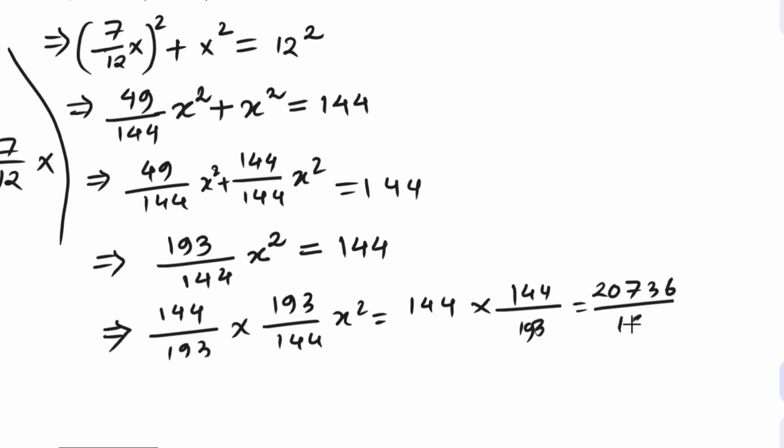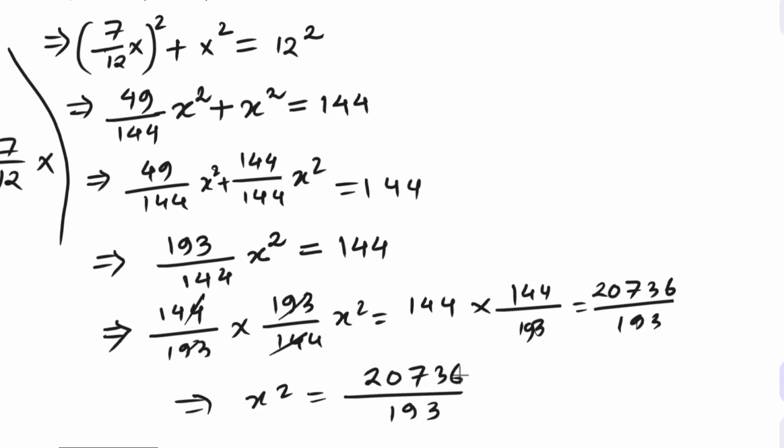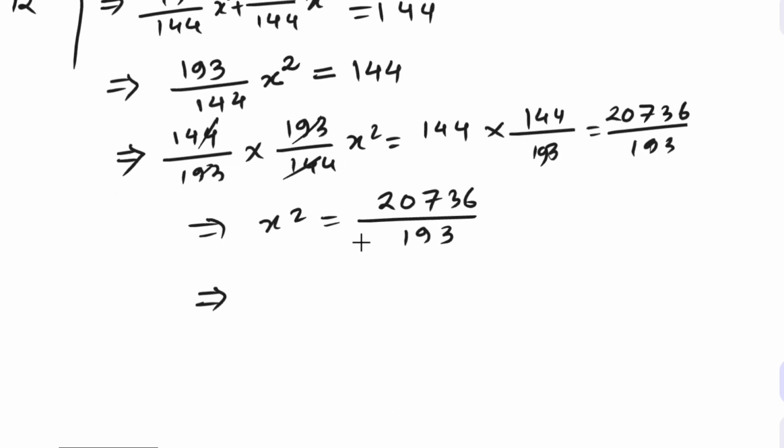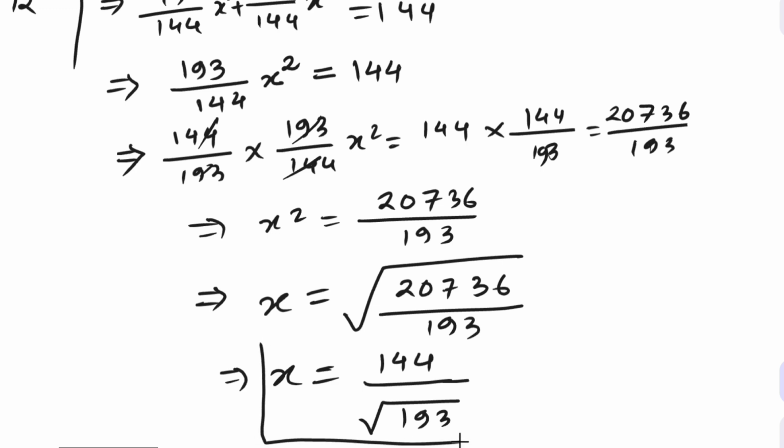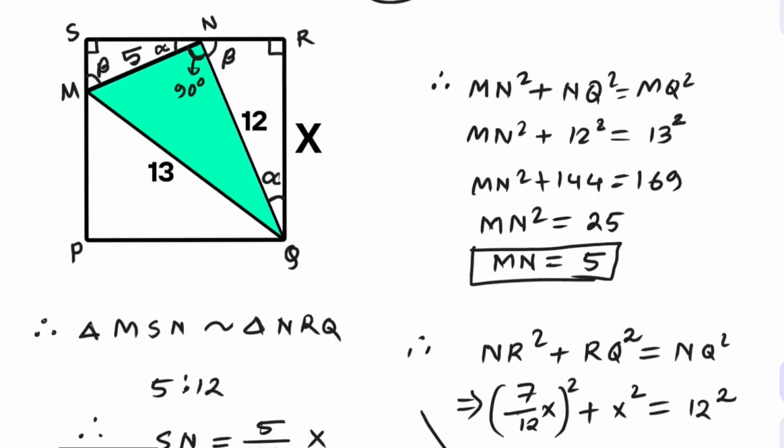20,736. So X squared equals 20,736 divided by 193. Finally, we take the square root of both sides to solve for X. The square root of 20,736 is 144, since 144 times 144 gives us that exact number. So our final answer is X equals 144 divided by the square root of 193, and that's the side length of our square.